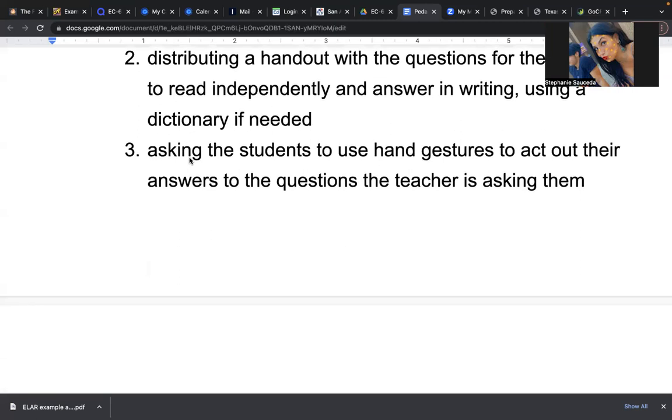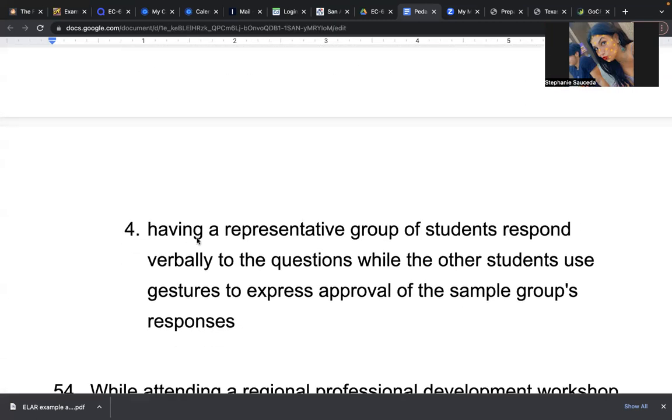Let me scroll down for 4, if you haven't forgotten about 4. Having a representative group of students respond verbally. What's wrong with this portion right here? A representative group of students. What does universal mean? In general, everyone who needs to learn. Everybody. This is just a small group that are going to be verbally responding.